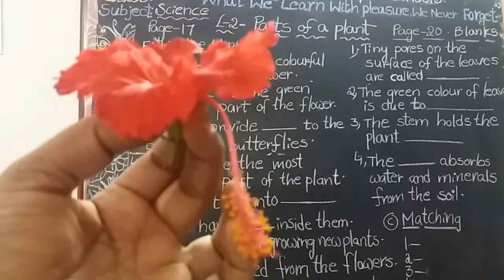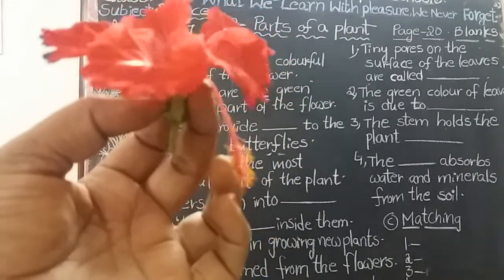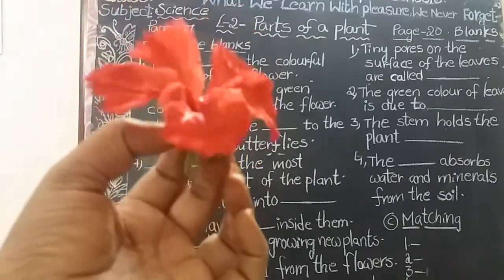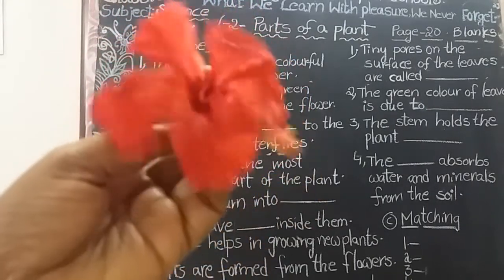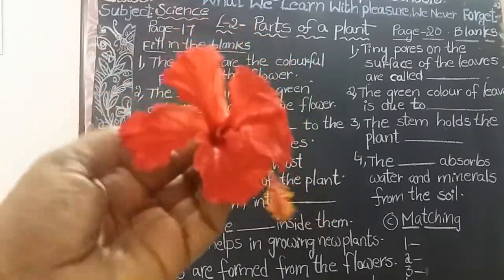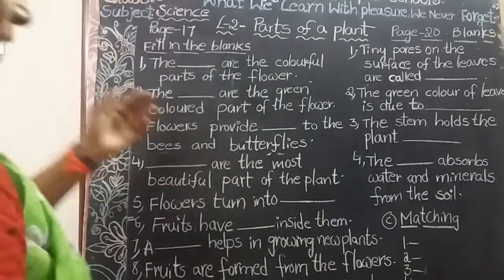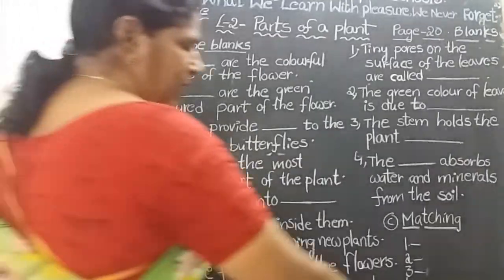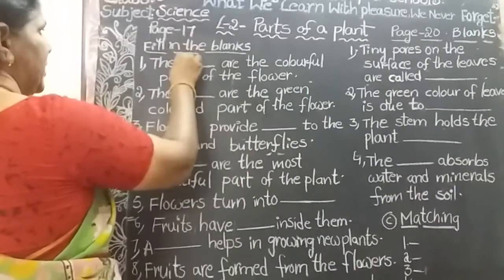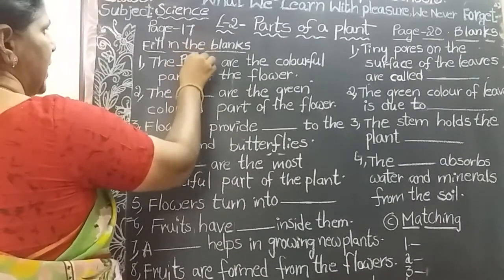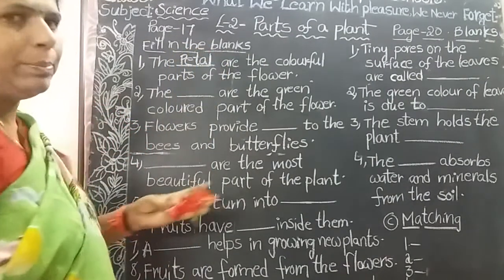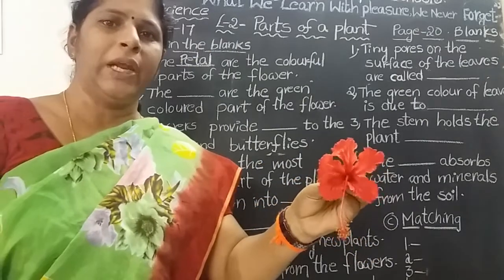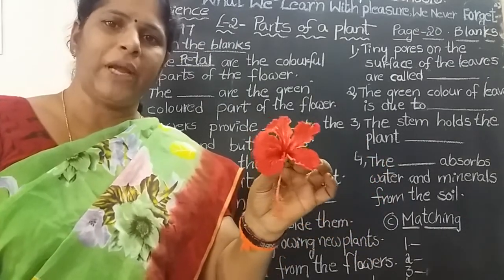So this is the beautiful flower hibiscus. What are the bright and colorful parts? Yes, this red color part is called petal. So what are the colorful parts of the flower? Petal. P-E-T-A-L. Petal. Okay, petal is the beautiful and colorful part of a flower.